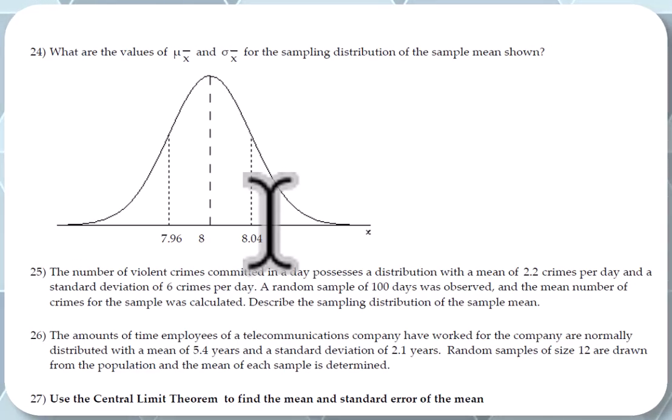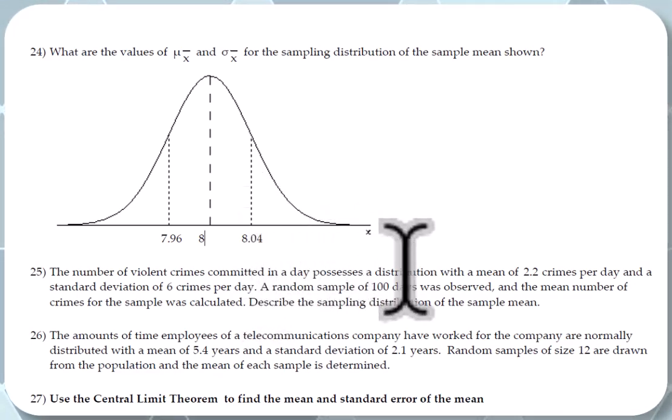According to the central limit theorem, the distribution of the sample means is going to be approximately normal as well. The mean will be the same as the original mean, which is 2.2, but the standard deviation will be 6 divided by square root of 100, which is 0.6. 6 divided by square root of 100 is 10. 6 divided by 10 will be 0.6.